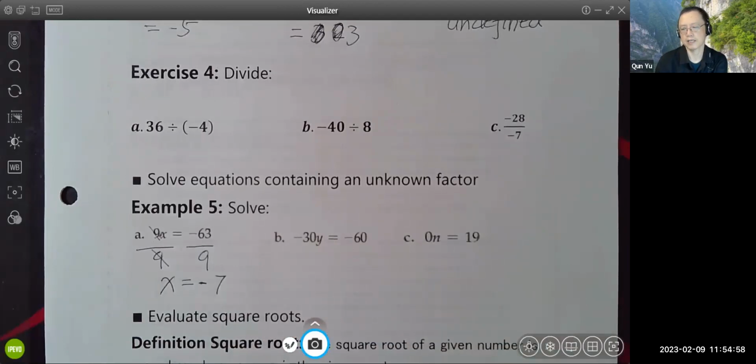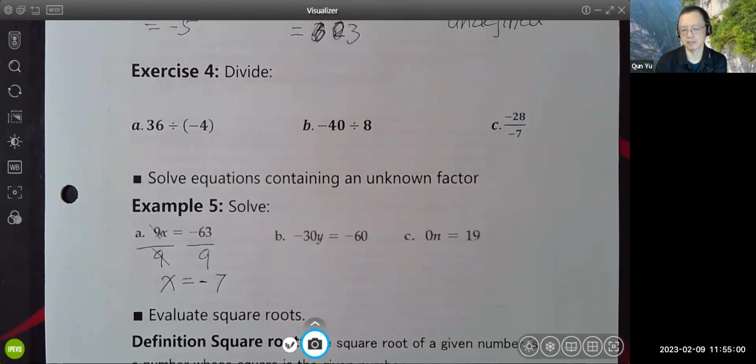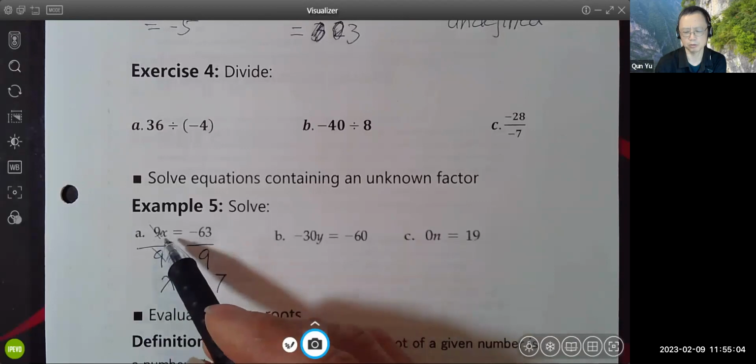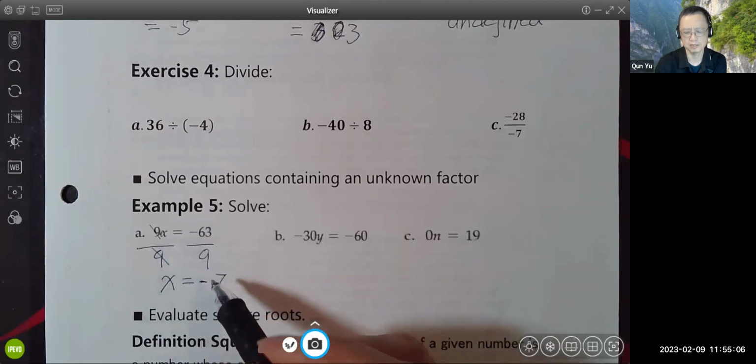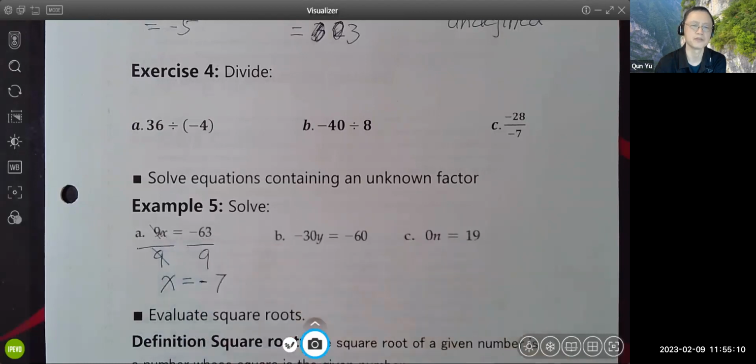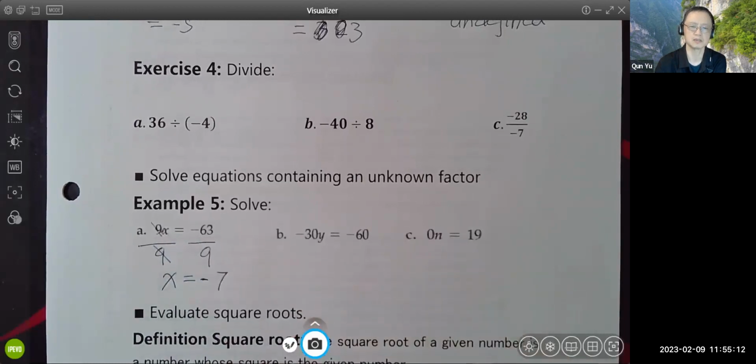Whenever we want to check our answer after we solve an equation, we just plug this number back in to see if both sides equal each other. In this case, -7 times 9 is -63. So -7 is the correct answer.